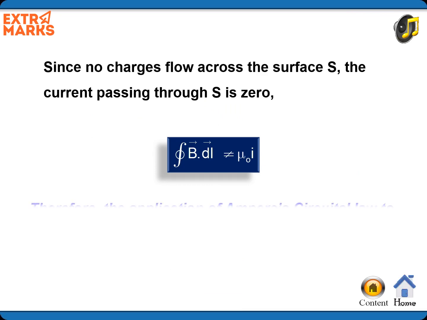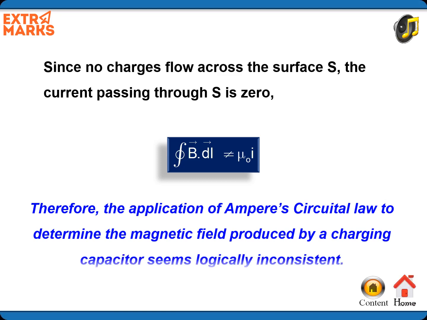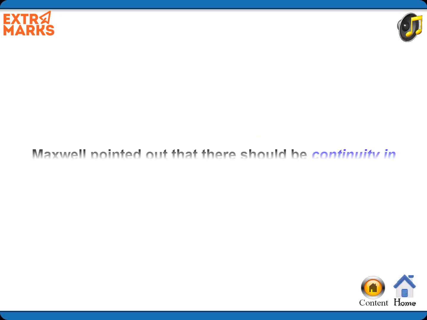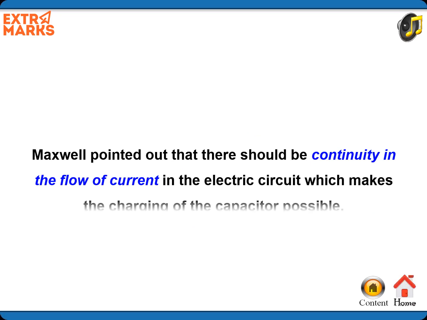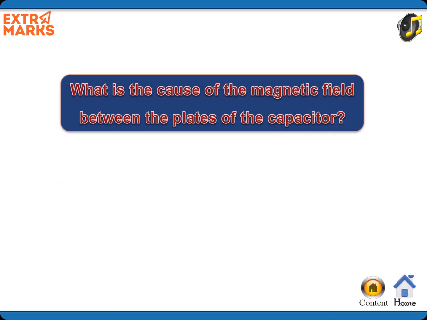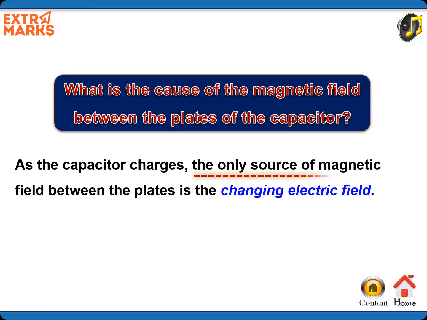The application of Ampere's circuital law to determine the magnetic field produced by a charging capacitor seems logically inconsistent. Maxwell pointed out that there should be continuity in the flow of current in the electric circuit, which makes the charging of the capacitor possible. What causes magnetic field between the plates of the capacitors? The source of magnetic field between the plates is the changing electric field.